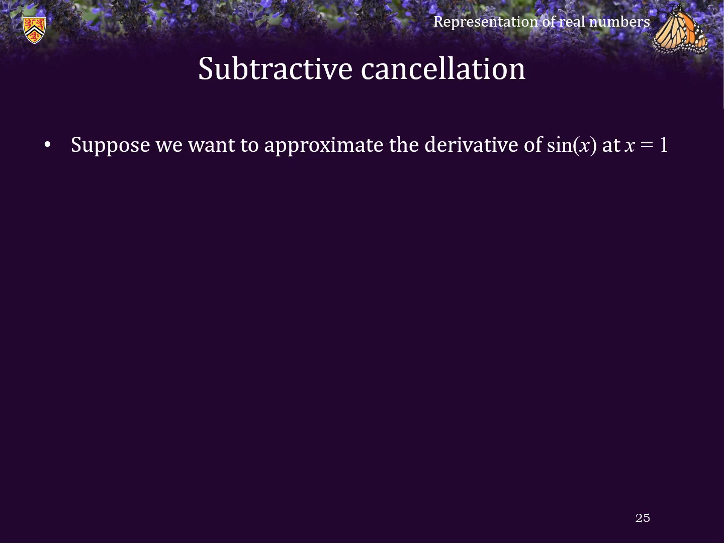Suppose we want to approximate the derivative of sine of x at x equals 1. So let us approximate this with sine of x plus h minus sine of x all over h, with h being as small as possible for the representation we have. So in this case, the smallest h we could add to 1 that gives us a different number is 0.001. The correct value of this approximation of the derivative of sine at x equals 1 is 0.53988, or to 4 digits of precision, 0.5399.